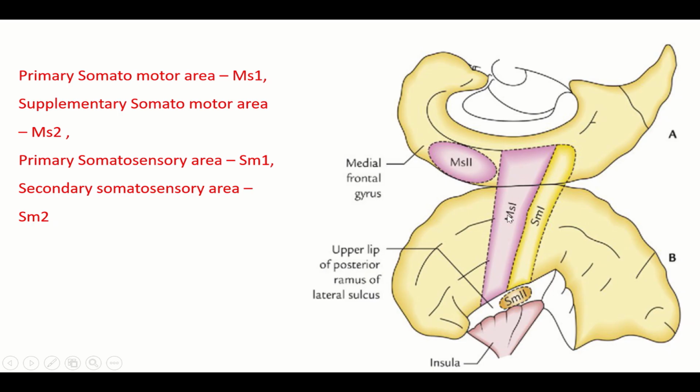The primary motor area is different from the primary somatomotor area. The primary motor area is area number 4, whereas the primary somatomotor area is area number 4 and area number 6.